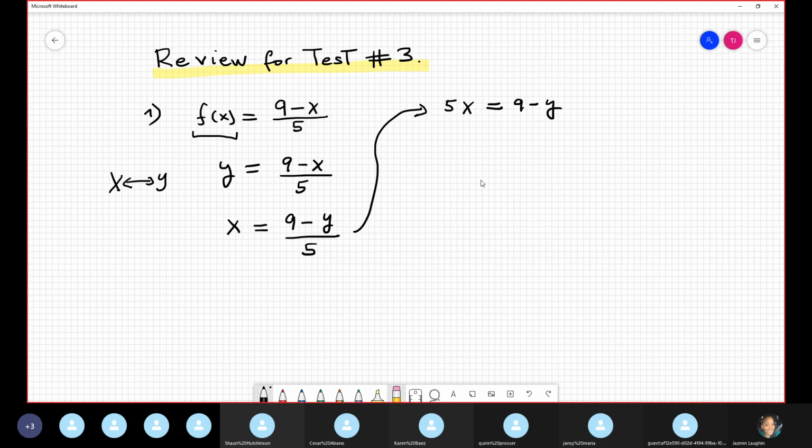So for y, maybe I move y to the left, positive, and 5x to the right. Okay, and this is the answer. And this is the answer, by the way, corresponding with option D, no? Okay. Any question?